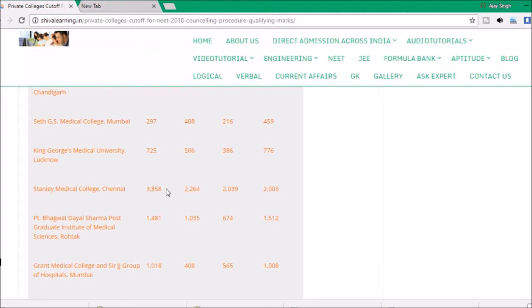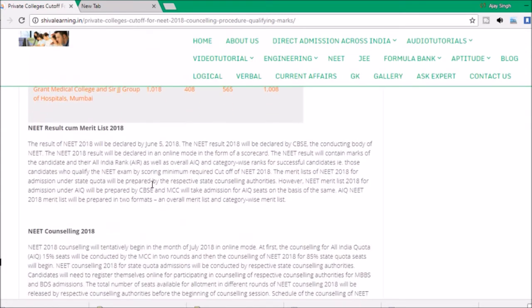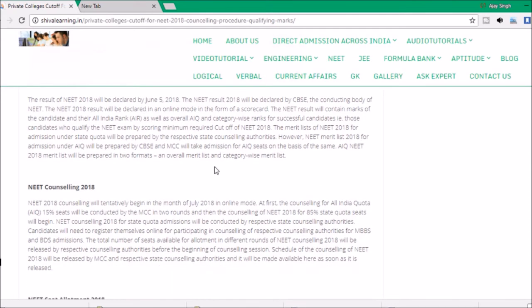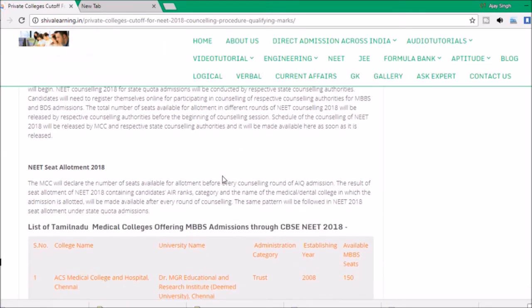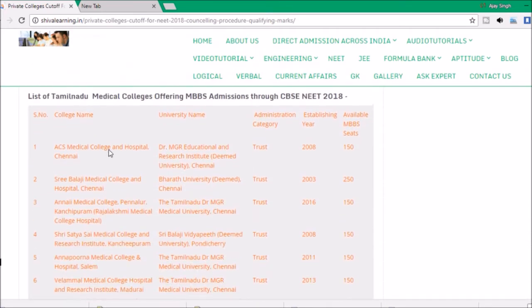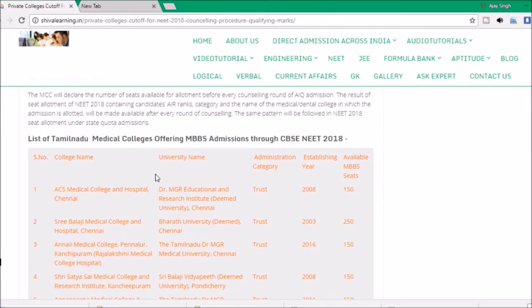Stanley Medical College. So these are the things there. And the NEET result, the merit list 2017. These all things you can read, okay? NEET Counselling 2018. The same thing I told, all India seat is 15% and 85% is for state quota. NEET seat allotment, okay?